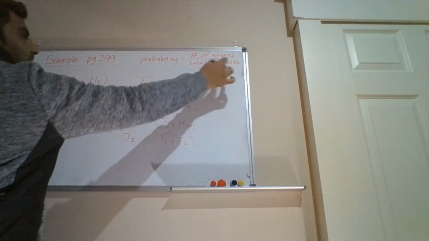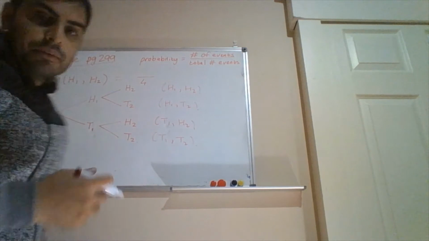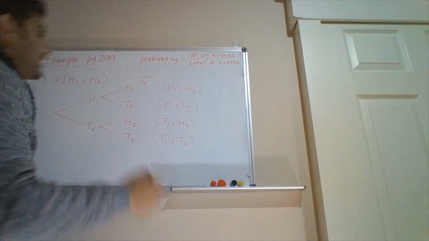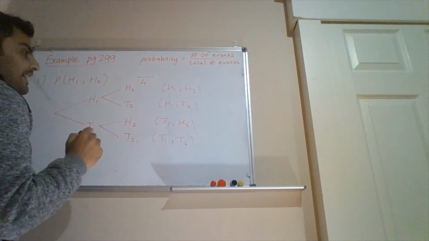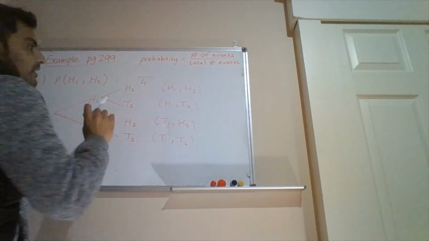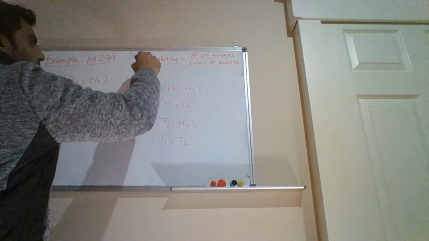So the total number of events is 4. The number of events we're interested in is just this one. Heads on the first, heads on the second, and that's 1 out of the 4.